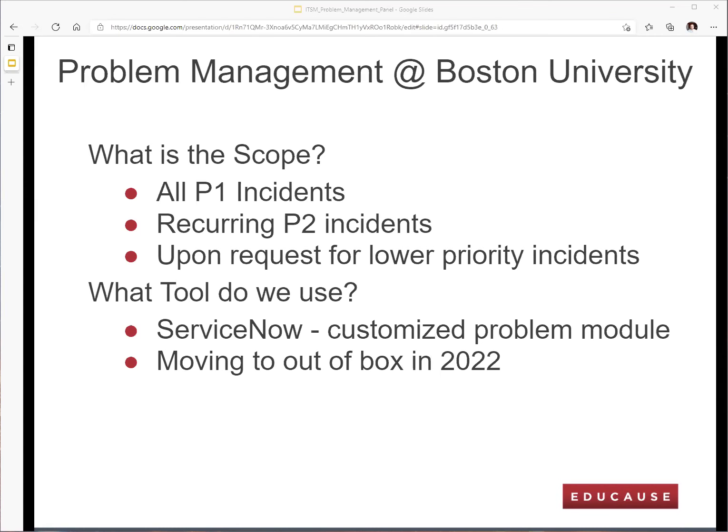That can be anyone from our CIO to a service owner or a concerned technical support person who has 6 P3s, and it could get worse. The tool that we use at BU is ServiceNow. Right now, we're using a customized problem module, and that is because back when this was implemented, which was before my time, there was a lot of functionality that we needed that wasn't in the tool yet. However, since then, ServiceNow has evolved quite a bit, and we will be moving to their out-of-box problem management module next year.